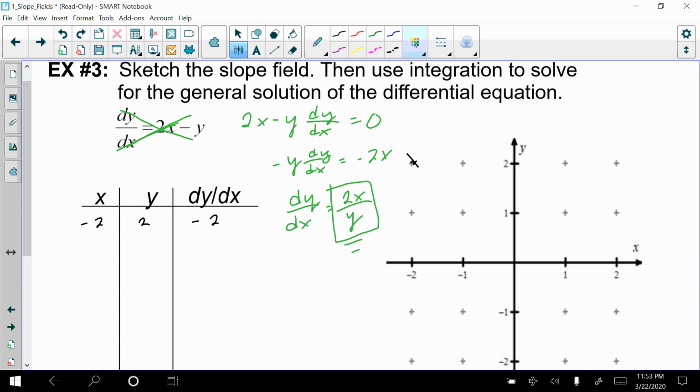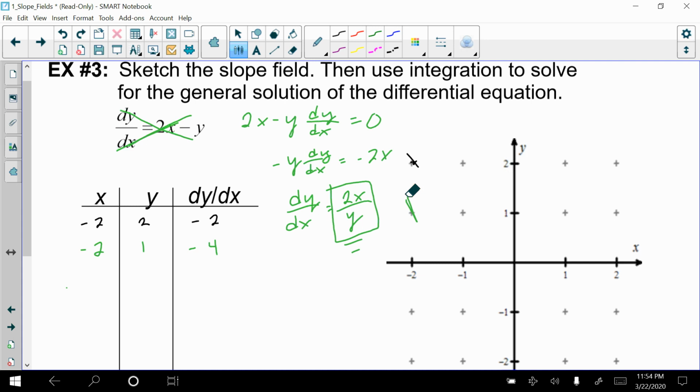Well, let's try when x is negative 2 and y is a positive 1. Well, 2 times negative 2 gives me a negative 4 in the numerator, divided by a positive 1 gives me a slope of negative 4. So this slope here is going to be much steeper than the one directly above it.